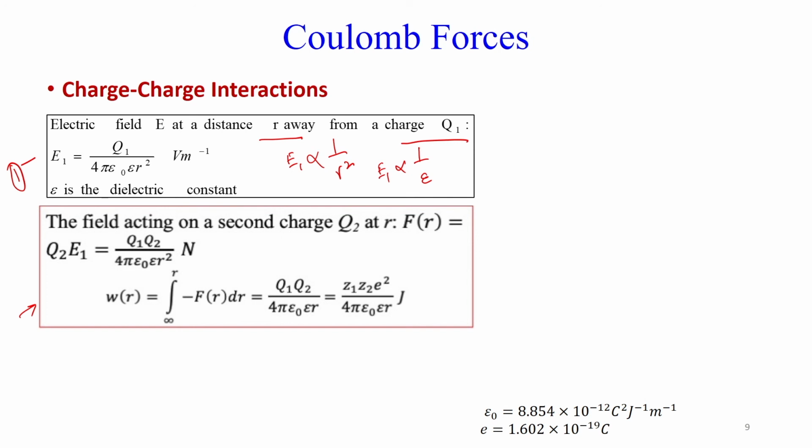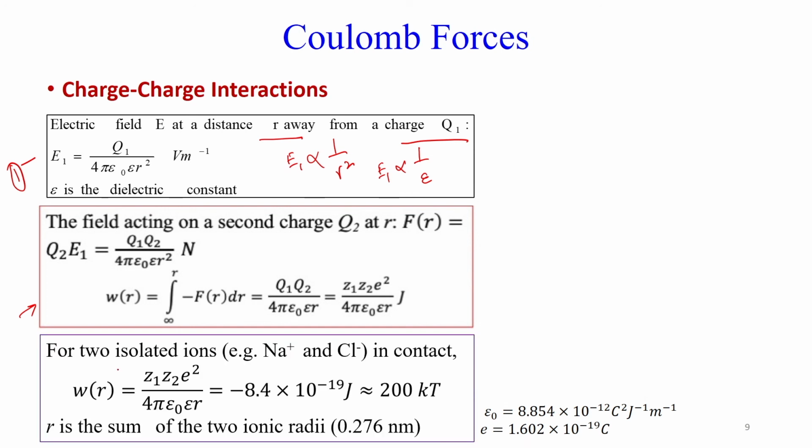Now, as we know, q is directly related with the charge density into the charge on the electron. So Q1 is Z1 into E, and similarly Q2 will be Z2 into E. So you can write Z1 Z2 E square upon 4 pi epsilon naught epsilon R. So this is the electrical field or force, and this is the energy or the potential.